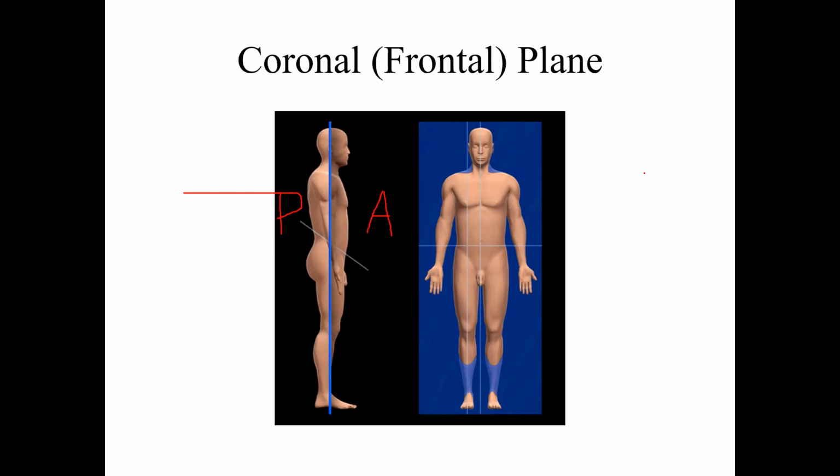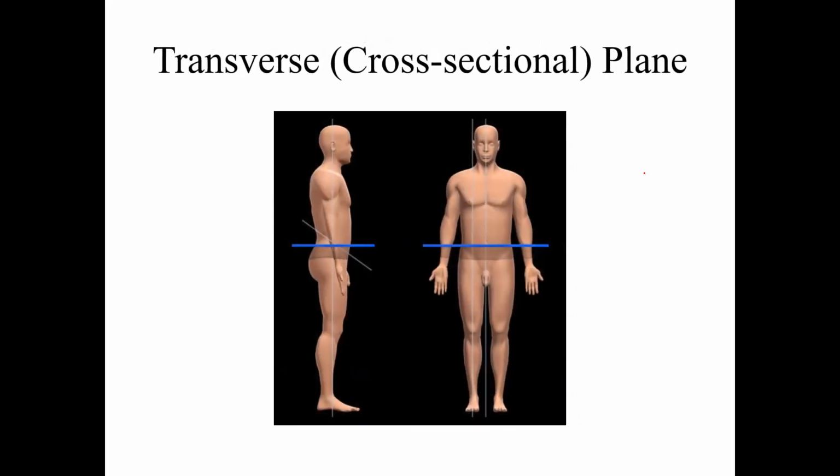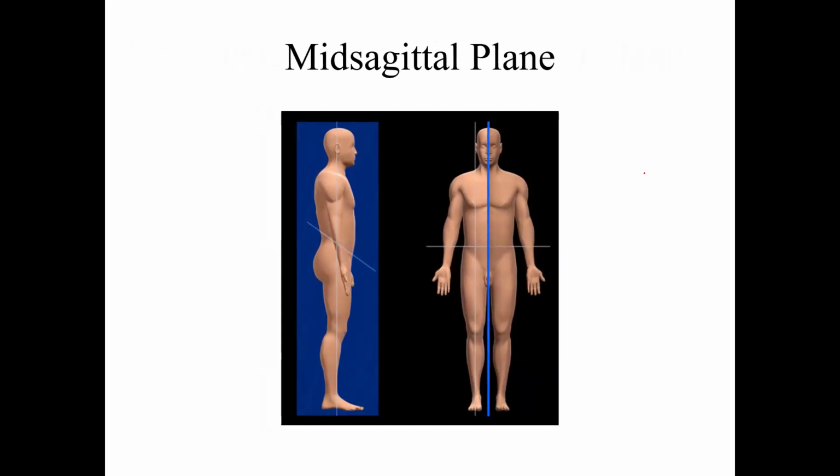anterior and posterior parts. On our next slide here, this is a transverse or cross-sectional plane. This is sawing the person in half, and you can see it's going to divide them into superior and inferior halves, right in the middle there. And then our next plane is the midsagittal. The midsagittal goes directly down the center of our specimen here, and it divides you into equal right and left halves. Equal right and left halves.